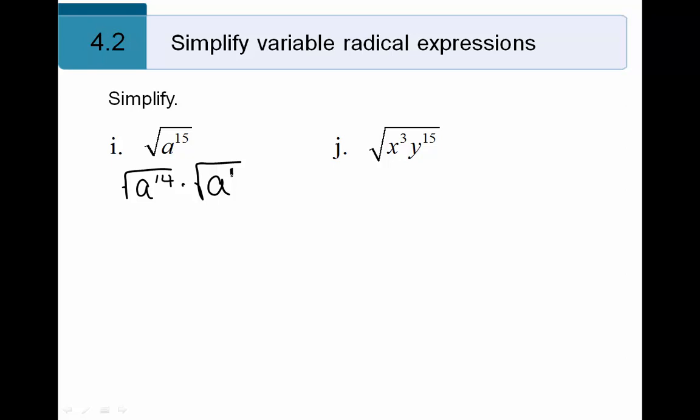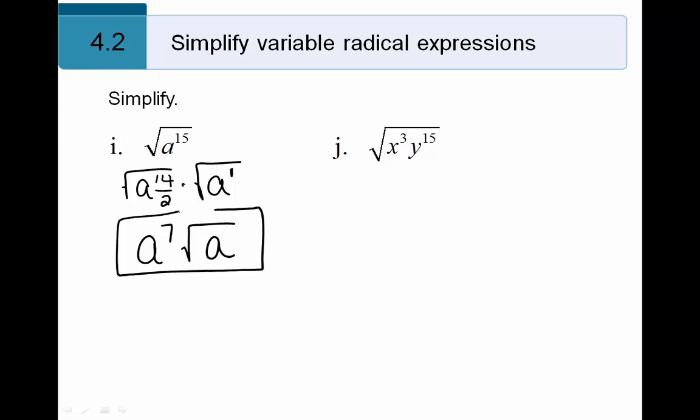Then you'll take the square root of the a to the 14th, because it's now even. That will equal a to the 7th. The radical sign you can take off. And then the square root of a cannot be simplified anymore. So you'll just get a to the 7th times the square root of a. So when you're done simplifying these radicals, you should never have a variable underneath a radical that has an exponent greater than 1. Because if you do, then you need to simplify it some more.